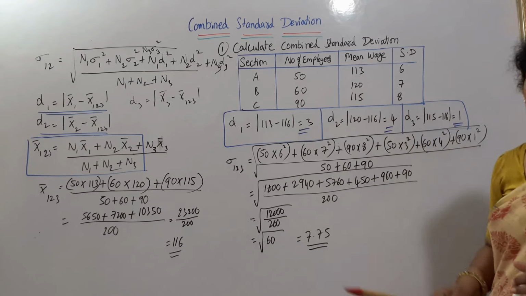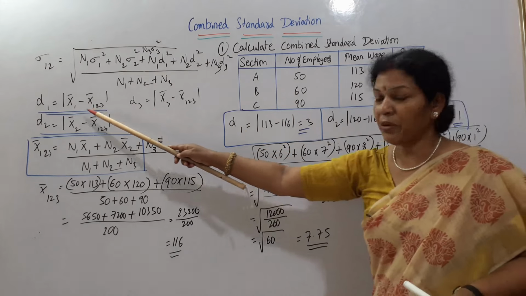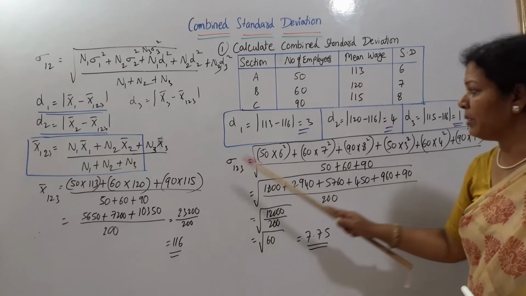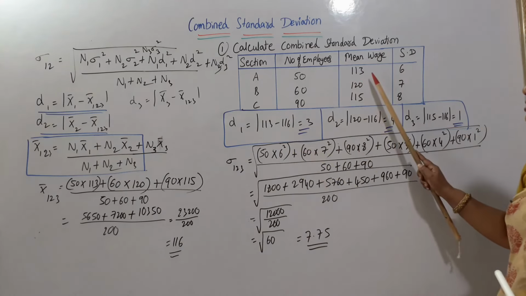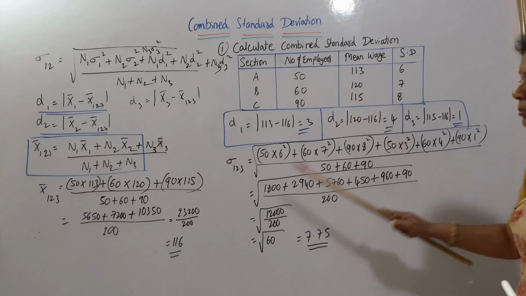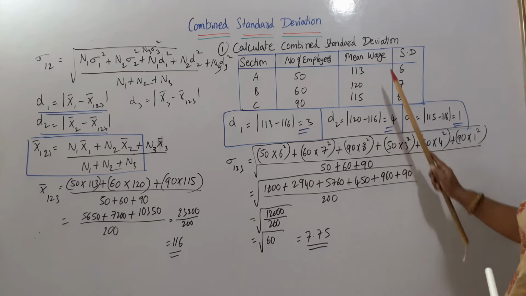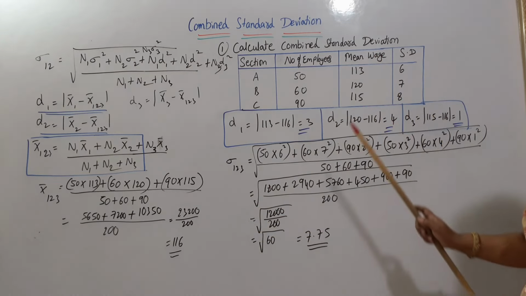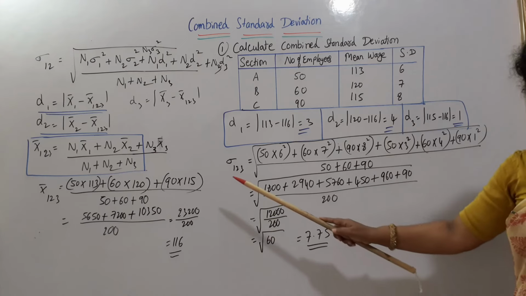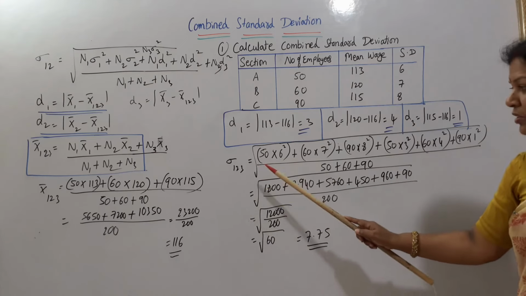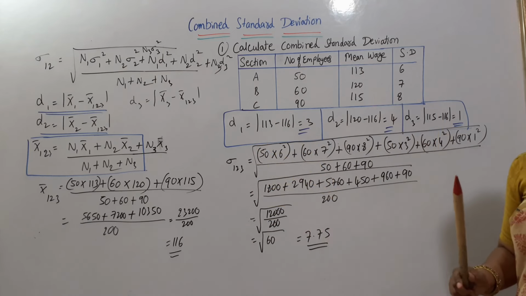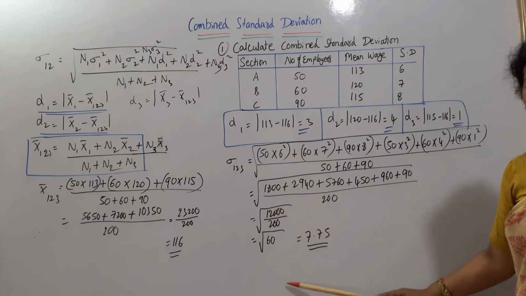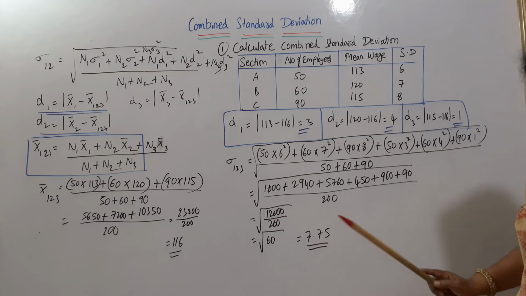3 calculations we have done. D1 is here as per the formula x bar 1 minus combined mean. X bar 1 is here 113. 113 minus combined mean 116. In the same way D2, x bar 2 is 120. 120 minus combined mean. So 4 you got. D3 is 115 minus 116. So 1. Once if you get, apply it in the formula. Please remember combined standard deviation always comes with the root. In the calculations I forgot to write, later I realized the root is not there. So we have taken the root. So the answer is 7.75.